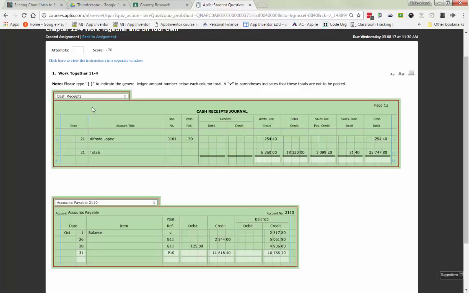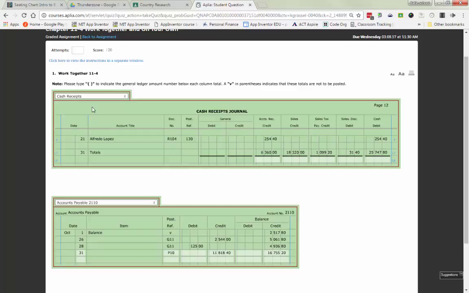But when I look at the rest of my columns on my cash receipts journal, do I have an account called accounts receivable? Yes. So this has to go to my accounts receivable as a credit. Same thing here. I have an account called sales, sales tax payable, sales discount, and cash. So you want to post these from left to right.